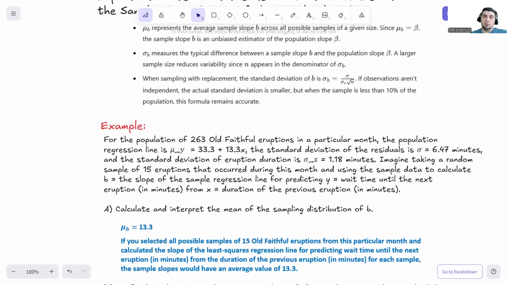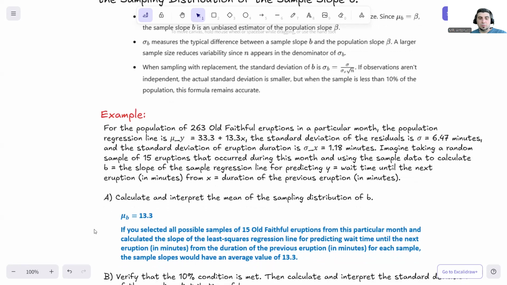If you selected all samples of 15 Old Faithful eruptions from this particular month and calculated the slope of the least squares regression line for predicting wait time until the next eruption in minutes from the duration of the previous eruption in minutes for each sample, the sample slopes would have an average value of 13.3. Now, that is a very long interpretation of the mean of the sampling distribution, but that's in part due to the context of this problem.